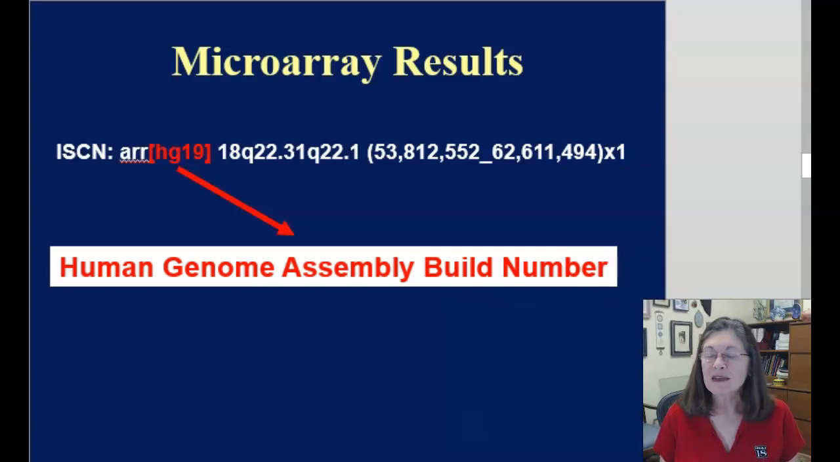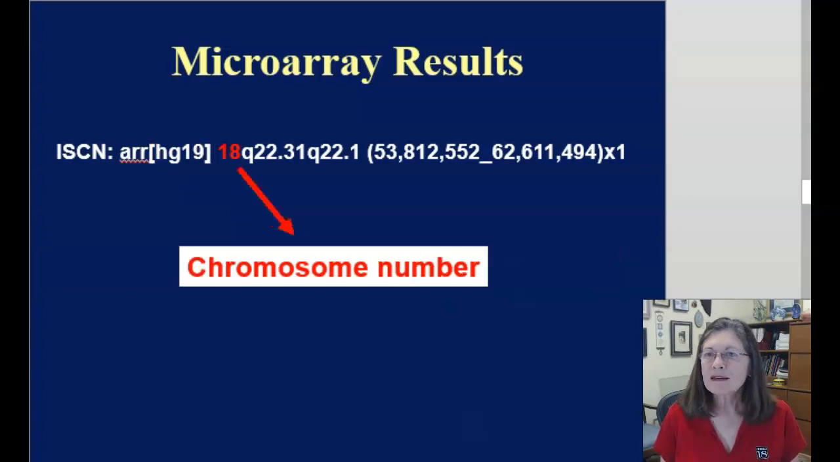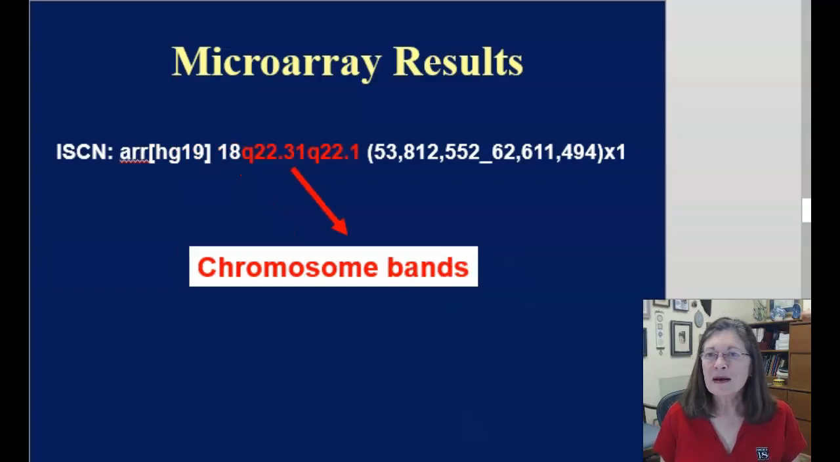So that's really important. The next part is the chromosome number. Okay, that's obvious. The next part is the banding pattern. So you saw the black and white bands. They all have numbers that are assigned to them. And so this is the banding pattern affected in this microarray report, where they found something that wasn't typical.